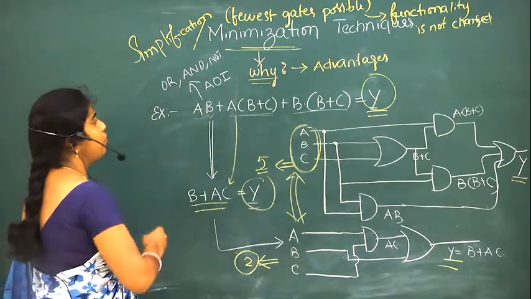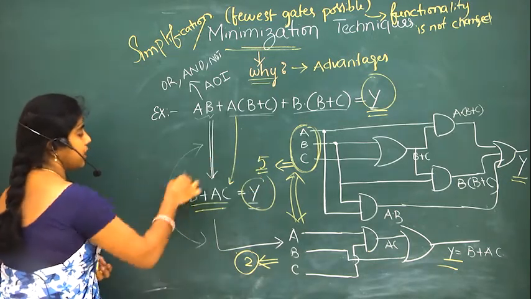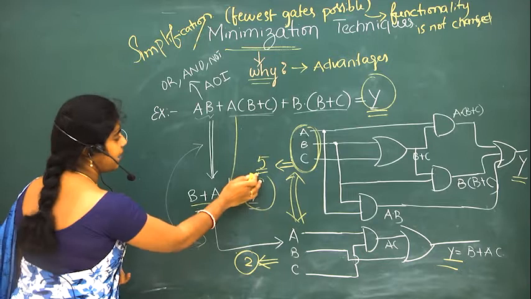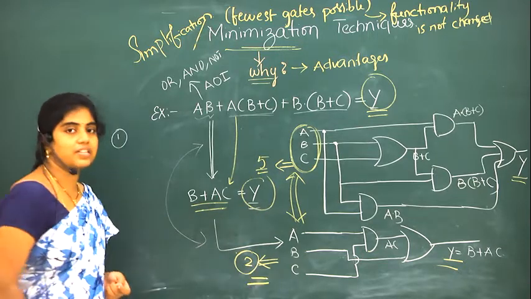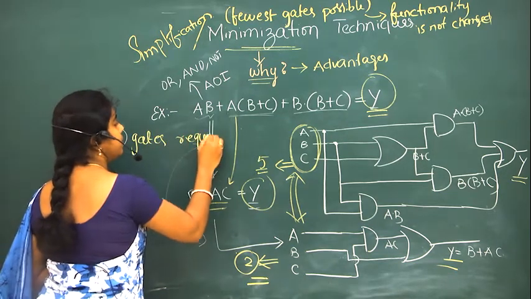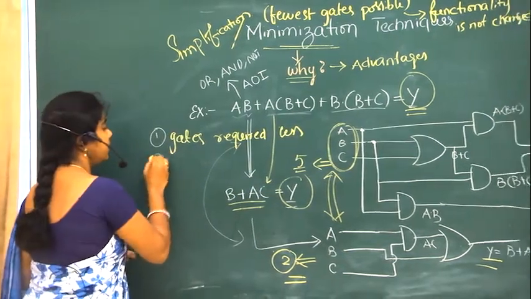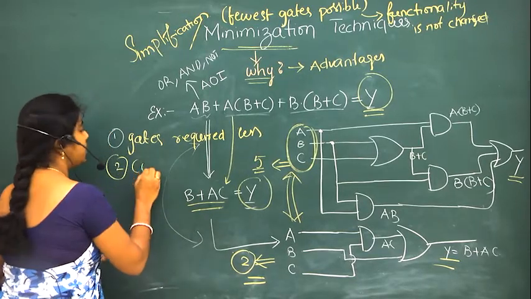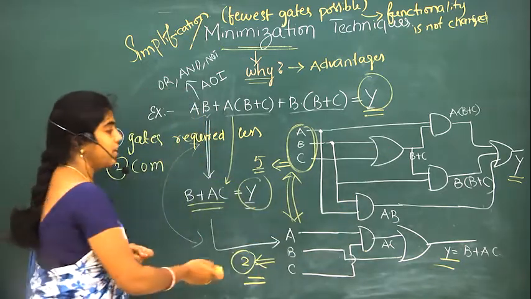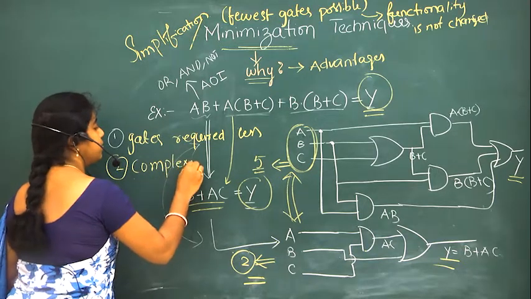So now why we want to go for a minimization? See, if you compare these both cases, the first conclusion you can make is the gates required are less in the minimized case. And the second point is, here the complexity got reduced. Here the 5 gates are combined to get the output Y, and here only 2 gates are combined to give output Y. So the complexity got reduced.